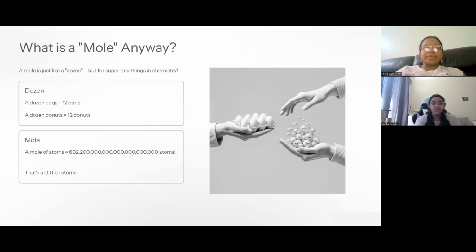So, what is a mole anyway? A mole is just like a dozen, but for super tiny things in chemistry. We know that a dozen eggs means 12 eggs, and a dozen donuts are 12 donuts. A mole of atoms is 6.02 times 10 to the 23 atoms. We learned about scientific notation just because we don't want to read out this entire number. And do you see this? Isn't it huge? That's a whole lot of atoms.